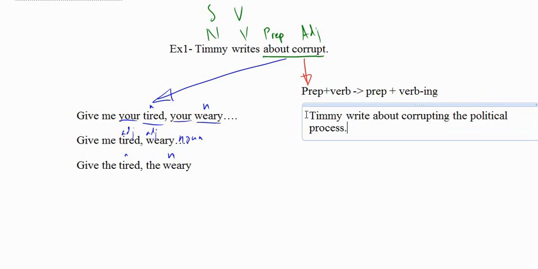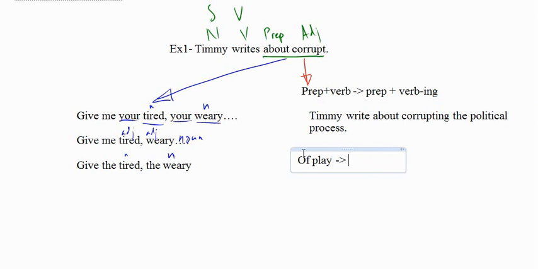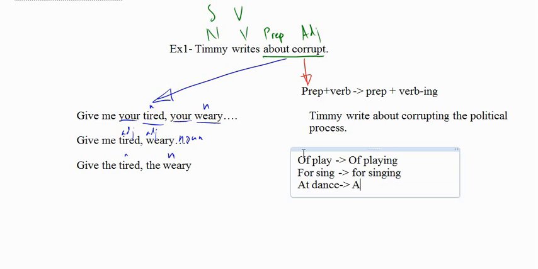So to test this out, you can try it with any other prepositions that you can think of. So maybe things like of, play, so of playing. So the best part of playing is something. Sing becomes for singing. Dance becomes at dancing. So the main idea for this is anytime you have a preposition plus a verb, that verb will probably be transformed into the ing form.